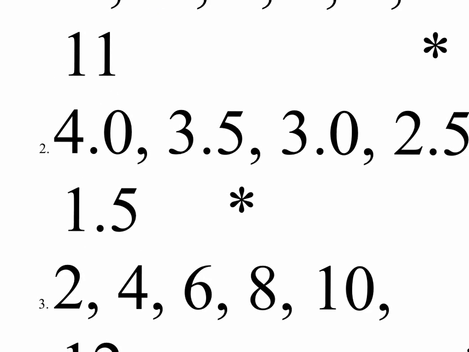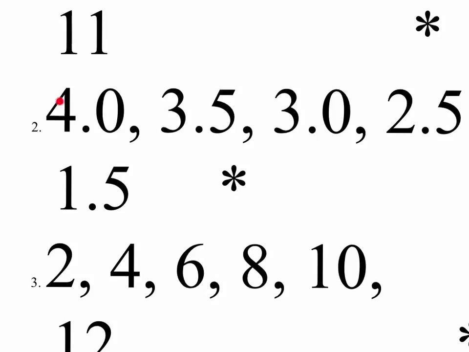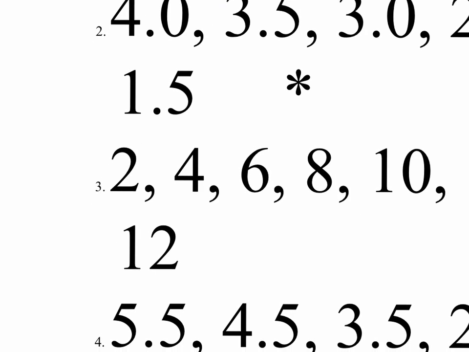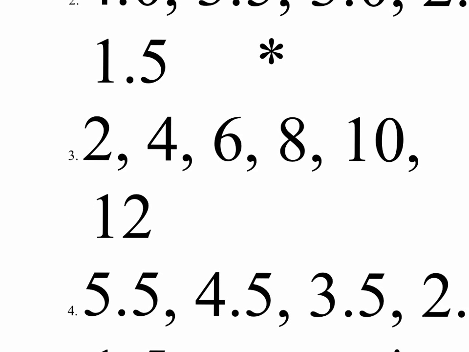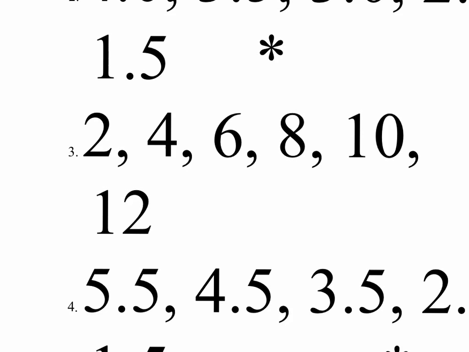Let's take a look at this next one. If we're going from 4.0 to 3.5 to 3.0, clearly we are subtracting by 0.5 with each successive term. So subtracting by 0.5, subtracting by 0.5, subtracting by 0.5. Let's take a look at this next pattern. I see it's 2, 4, 6, 8, 10, 12. Clearly we're adding by even numbers, we're adding by 2 for each term, and so on and so forth.